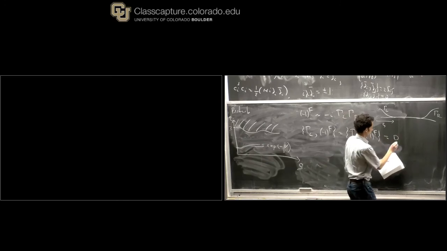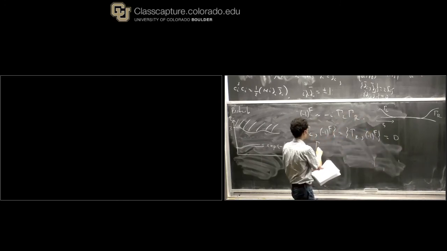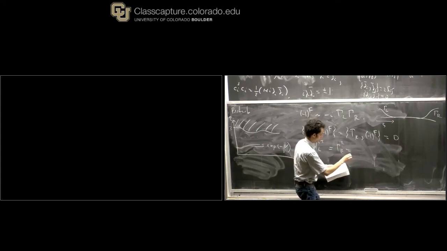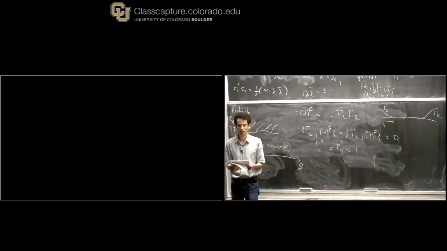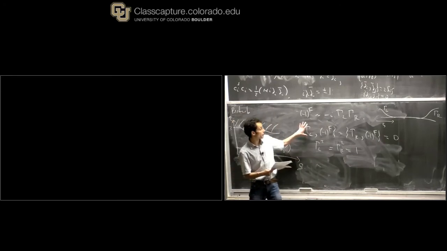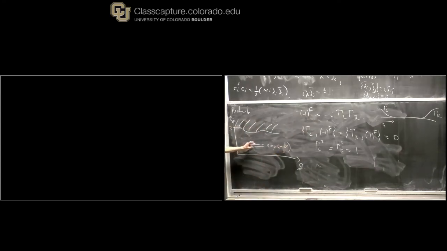And same property, square to 1, etc., etc. And from this factorization of Fermion parity, one can actually show that these states cannot split more than by an exponentially small amount.